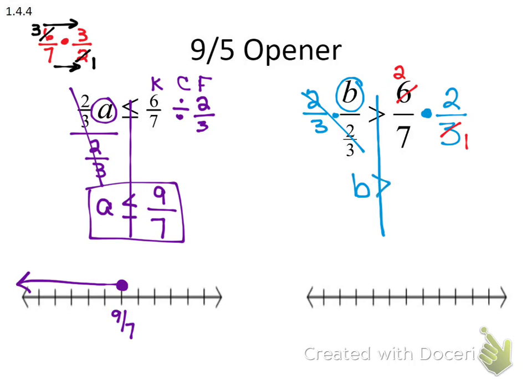Greater than. And then multiply your numerators. Multiply your numerators, top. 4. And then multiply your denominators. 7. And we already know it's in simplest form because we simplified at the beginning.